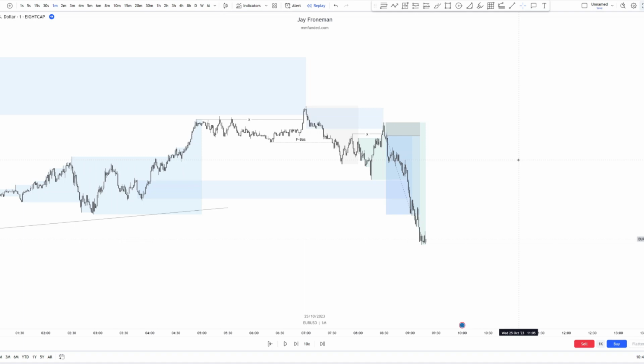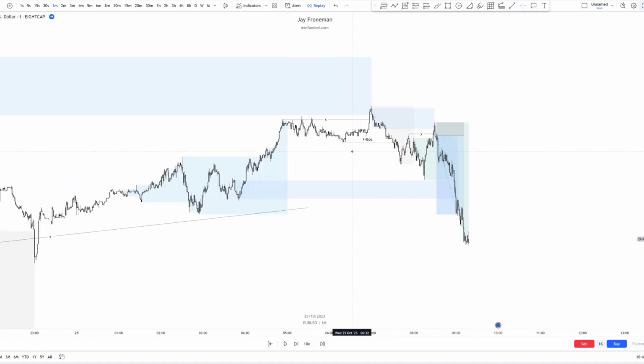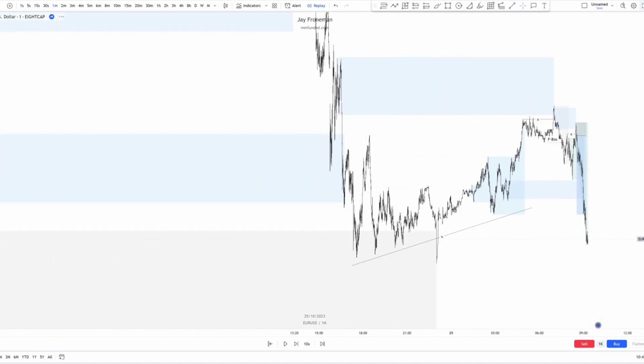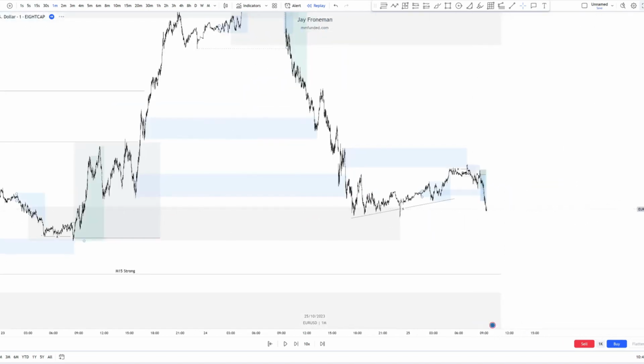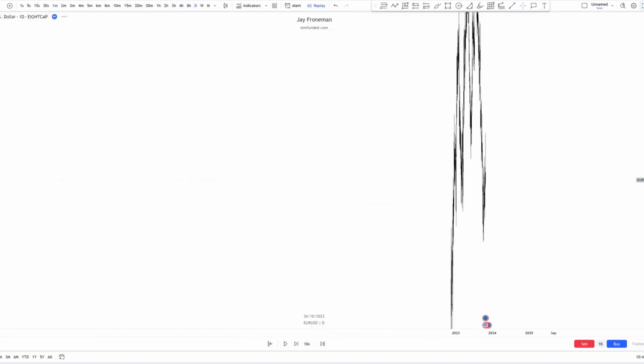The 4-hour structure, which is our daily internal, and then the M15, which is the 4-hour internal, and our 1-minute 4-hour entry confirmations, which I use the Asian liquidity system as my favorite entry confirmation in a supply or demand zone.